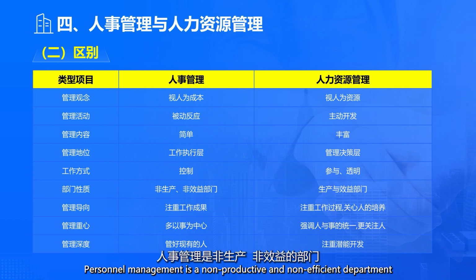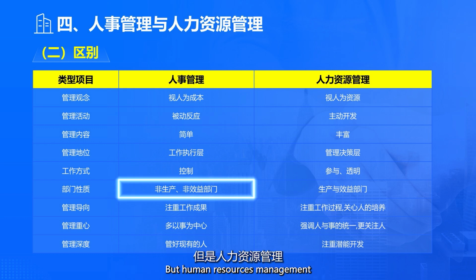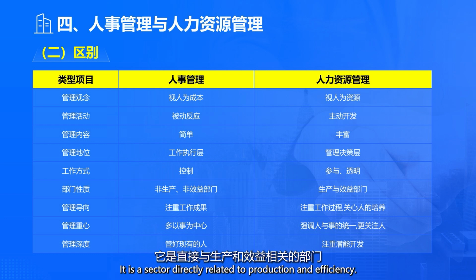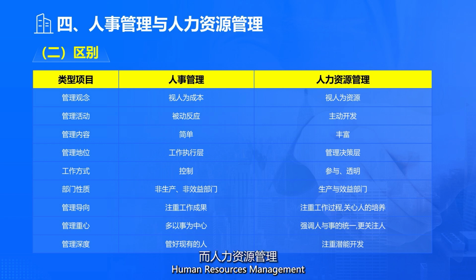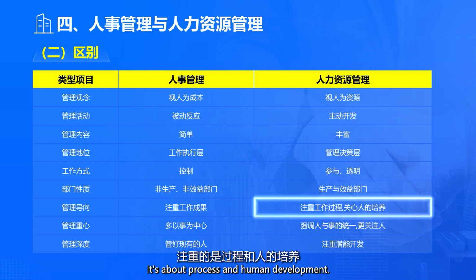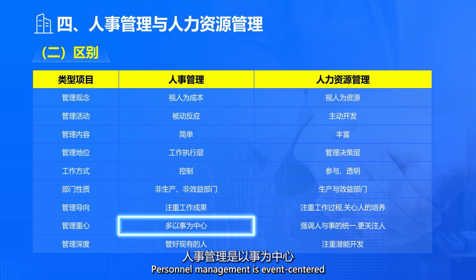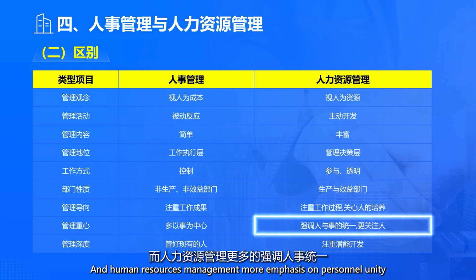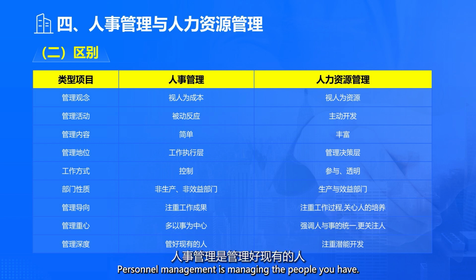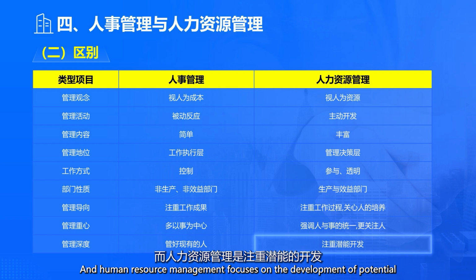Personnel management is a non-productive and non-efficient department, but human resources management is a sector directly related to production and efficiency. Personnel management is about results. Human resources management is about process and human development. Personnel management is event-centered, and human resources management places more emphasis on personnel unity. Personnel management is managing the people you have, and human resource management focuses on the development of potential.